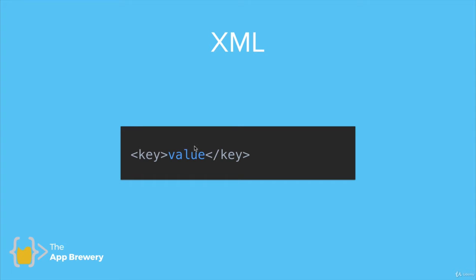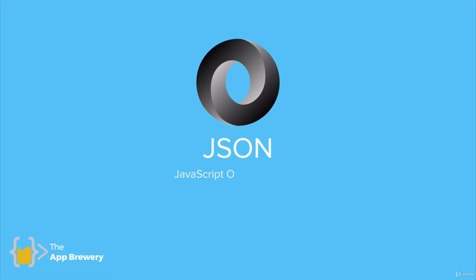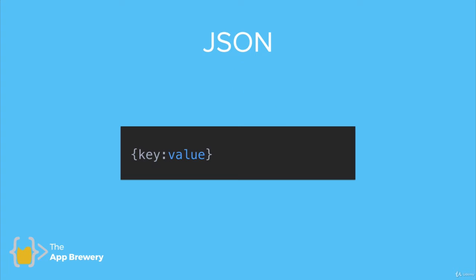Now, JSON, however, stands for JavaScript Object Notation. So it's a format that looks extremely similar to how you would create objects in JavaScript. And the way that it's styled looks something like this. Every key value pair is enclosed in a set of curly braces. And the first part is the key, then there's a colon, and then there's the value. And this looks very similar to the maps that we have in Dart as well.